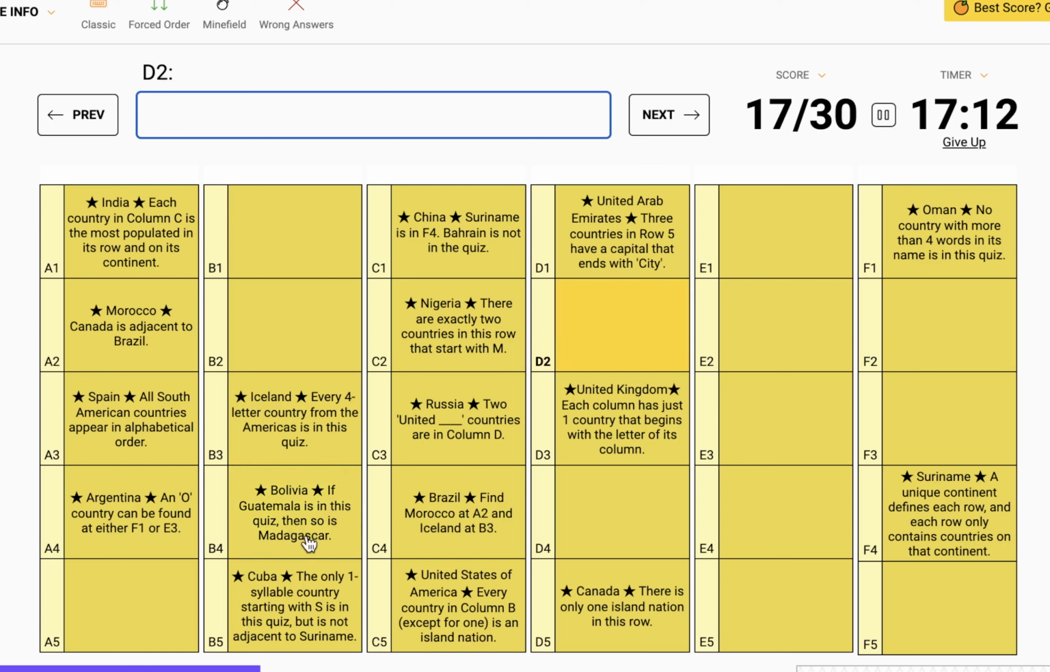If Guatemala is in this quiz, then so is Madagascar. So I'm pretty confident that Guatemala is in the quiz. Does that make B2 Madagascar? There are exactly 2 countries containing M in this row. I think it does. Madagascar. Panama is in the same column as Togo. Okay, so this is not Panama. Panama is going to have to be in either of these, E or F. And so is Togo. So this cannot be Togo.